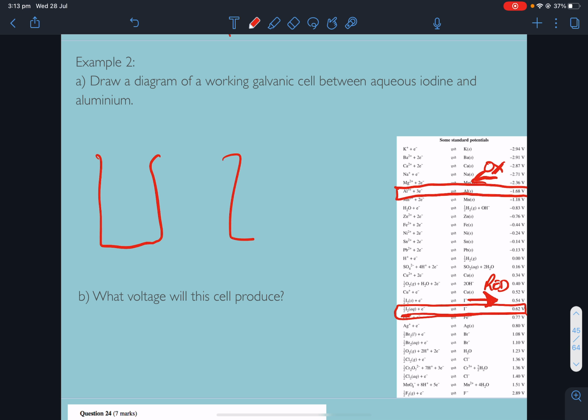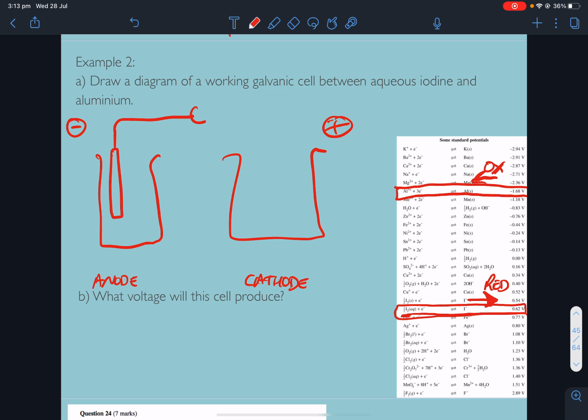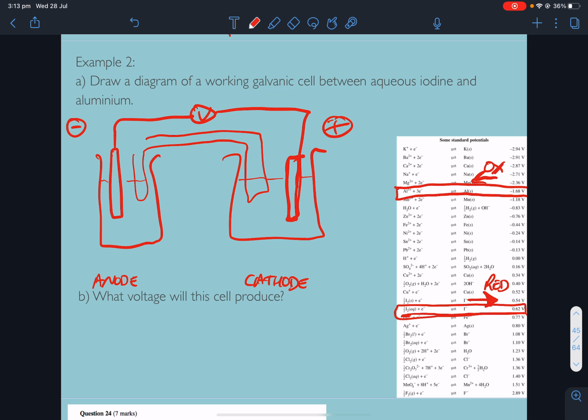Two beakers. Terrible beakers. We've got our anode on the left, we've got a cathode on the right. So our positive on the right, our negative up there. Electrode, wire. I'll put a voltmeter in there. My second electrode will be there, dodgily. Our solutions, our salt bridge, our electrons, we draw it so they travel this way. They go from negative to positive.